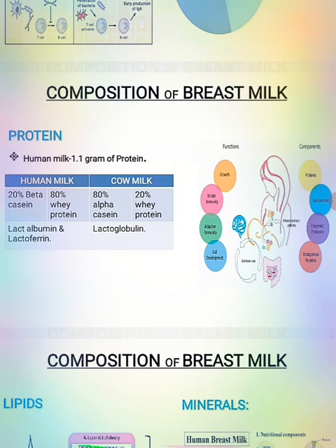Now, these proteins like albumin provide the essential amino acids for brain development. These proteins include cysteine and methionine, which help in central nervous system development. It also includes the transmission of taurine, which is also important for brain and retinal development.